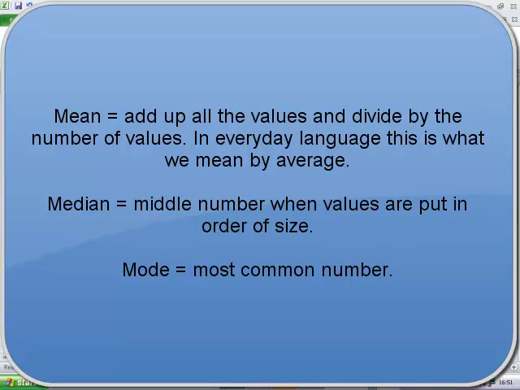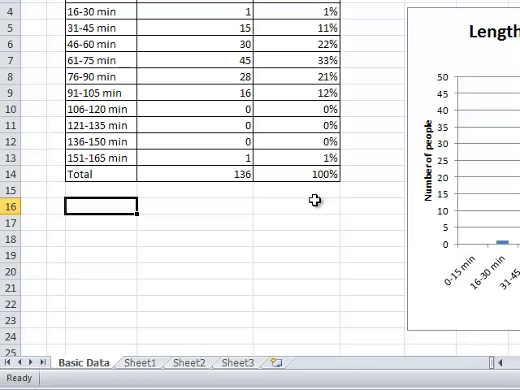And then the mode. The mode is the most common. The mode is the number that occurs the most number of times. So let's do these calculations then.